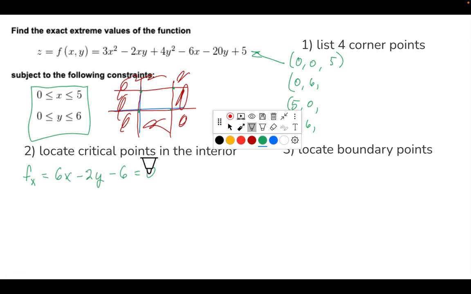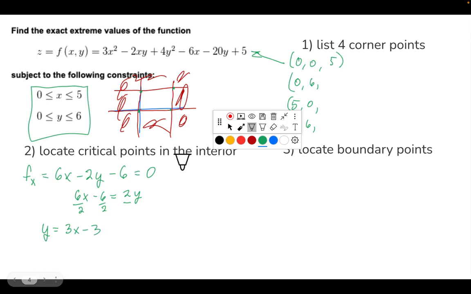6x minus 2y equals 6. So let's bring the 2y over. So I added 2y to both sides. Divide both sides by 2. I'll just do it individually like this. So then, this gives us y equals 3x minus 3.